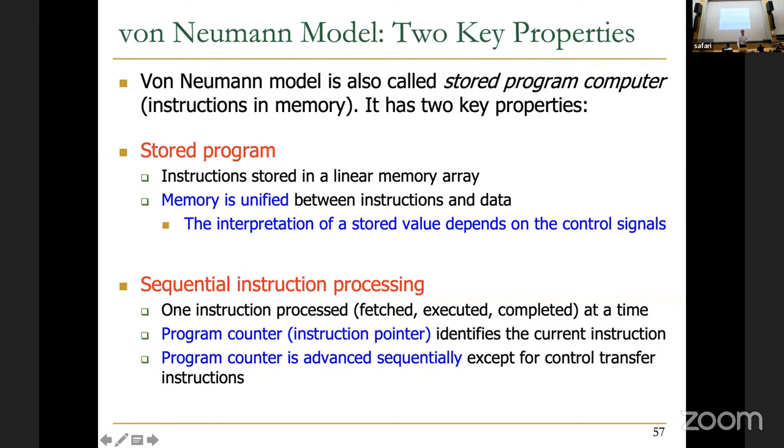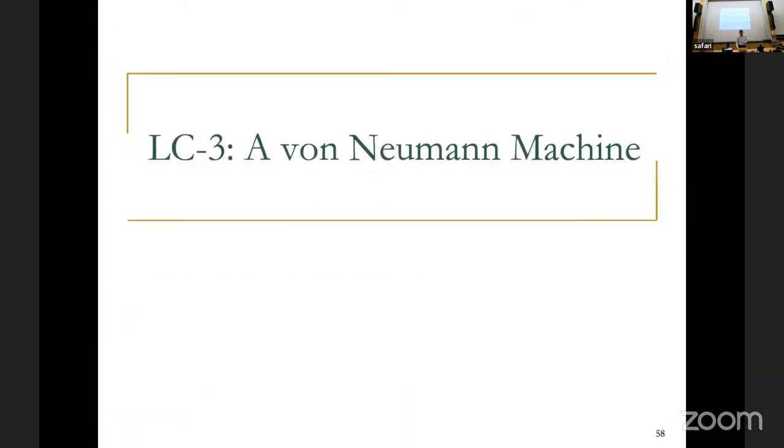Any question? Okay, we will see that sequential instruction processing is broken, for example, in some other models, like systolic arrays. There's no sequential instruction processing. It's all parallel in there. Okay, so let's talk about an example of a von Neumann machine.